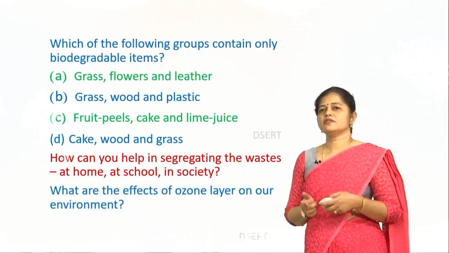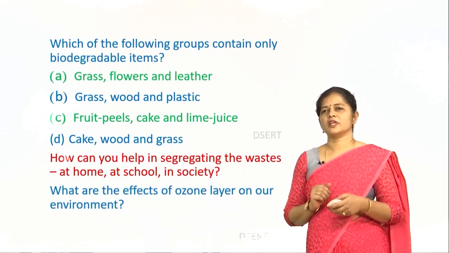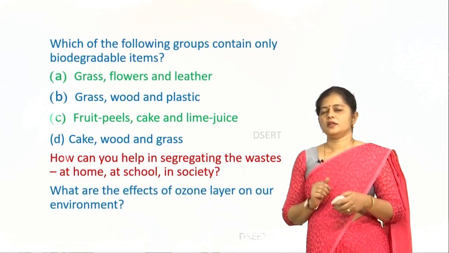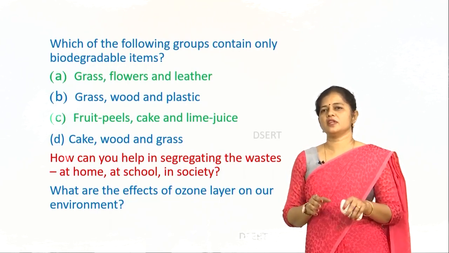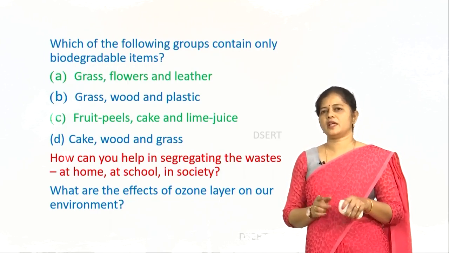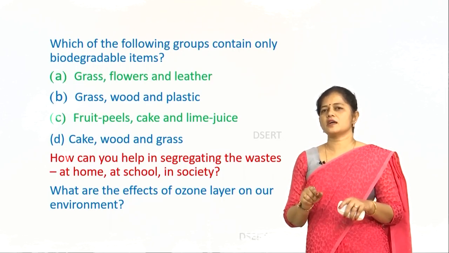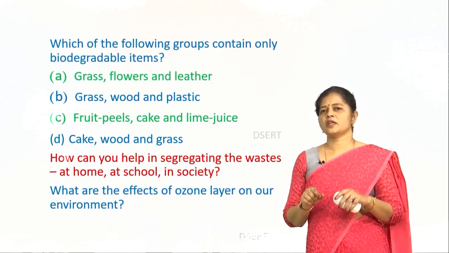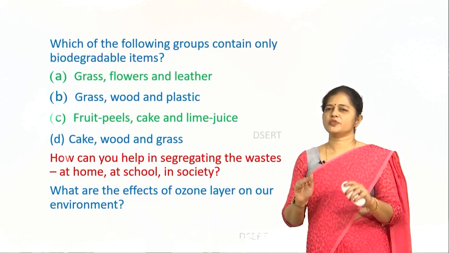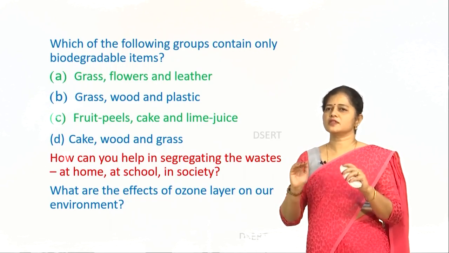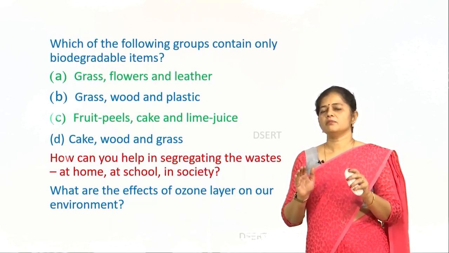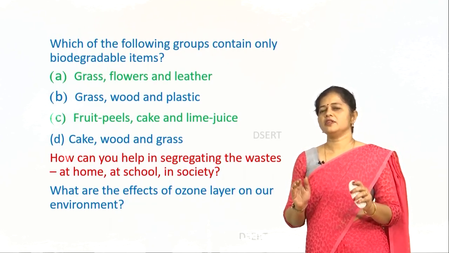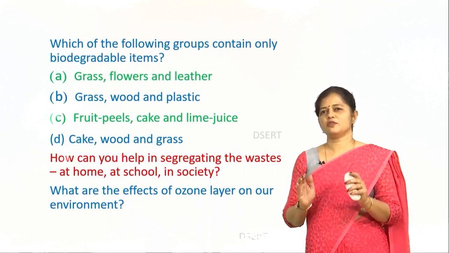Now what are the effects of ozone layer on our environment? Now what is this question? You have seen questions about depletion of ozone layer, the effects of depletion of ozone layer. Now, this is a question where it asks the effects of ozone layer on environment, and you have to say that it protects our environment from the ultraviolet rays of the sun. So it helps to maintain the living organisms and the life on the earth.